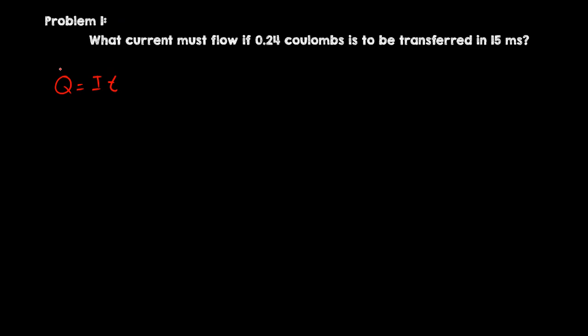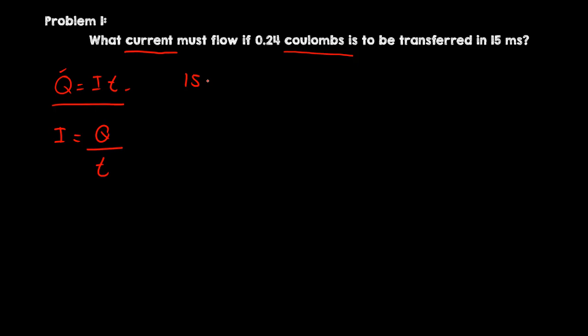Now, we have the Q in coulomb. We have T in milliseconds. Okay na? And then, we are looking for the current. Then, using this formula, let's find the formula for the current. So, I is equals to Q over T. Since T is in milliseconds, let's convert it into seconds because we need it in SI unit.